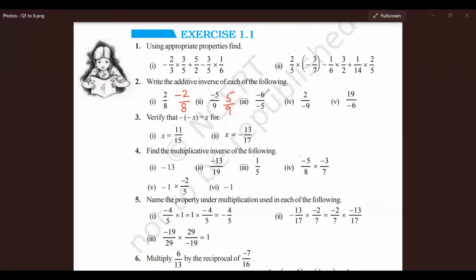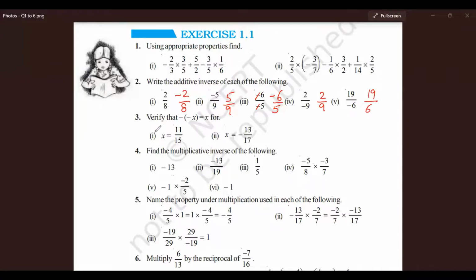Similarly, if you check over here, minus 6 upon minus 5. So don't write 6 upon 5 as the additive inverse over here. See, both are minus here. So we'll just cancel out these. So this question is basically 6 upon 5. So the additive inverse of this would be minus 6 upon 5. In this case, we are having one negative, so the additive inverse would be 2 upon 9. Here it would be 19 upon 6. So this is additive inverse.